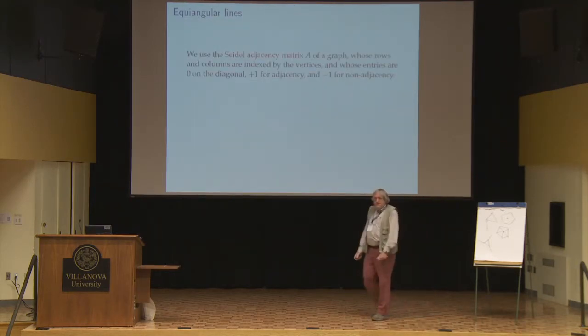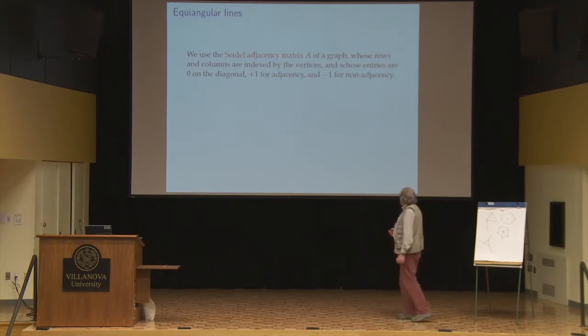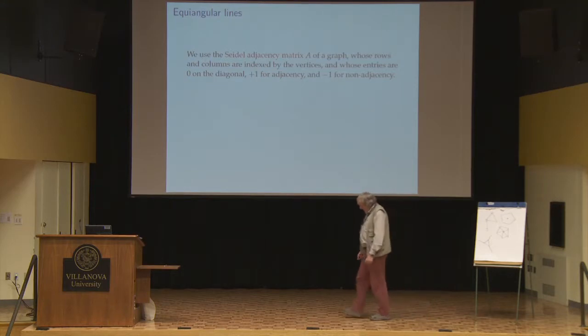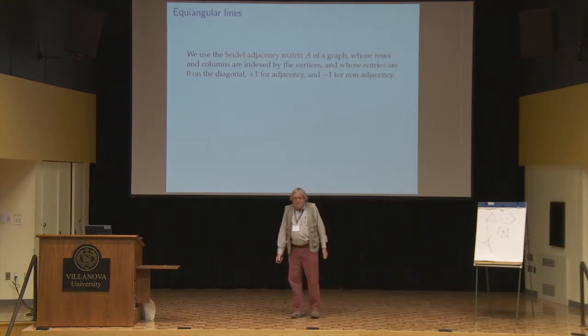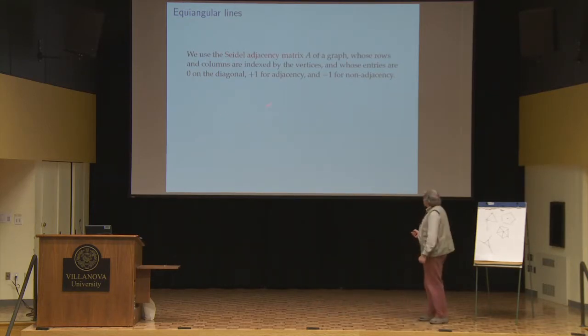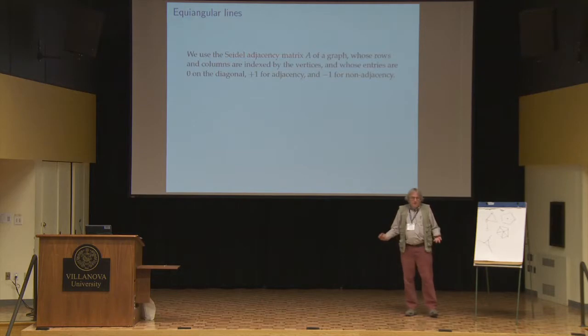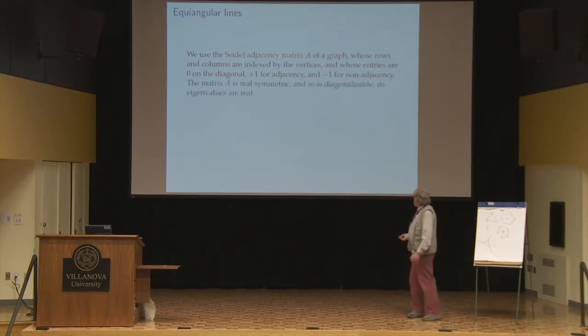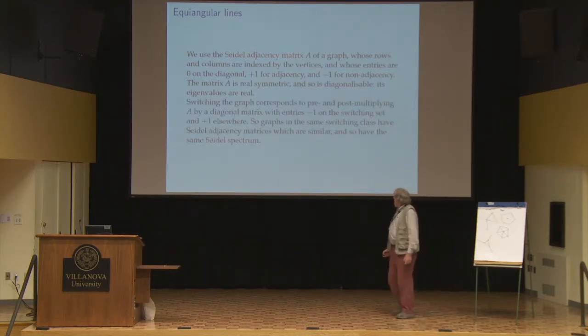So equiangular lines, how do they tie into this picture? Well, suppose we start with a graph, A. And then we form, well, we've had Laplacian matrices already, but this is a slightly different thing. This is the Seidel adjacency matrix. You put 0 on the diagonal, plus 1 for adjacency, and minus 1 for non-adjacency. So it's just a variant of the usual adjacency matrix. It's a real symmetric matrix, so it's diagonalizable. Its eigenvalues are real.